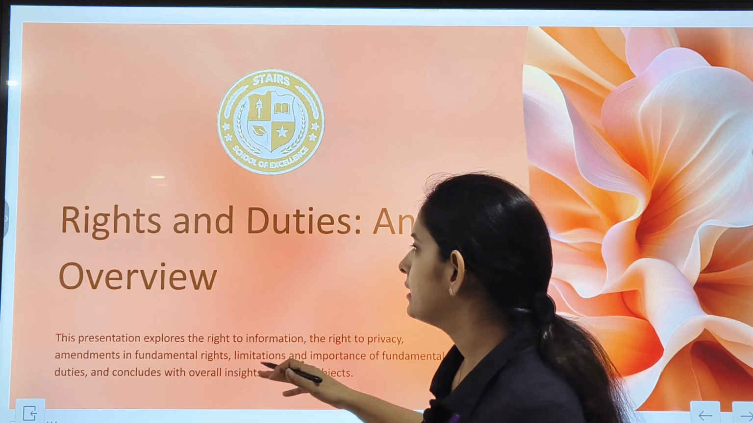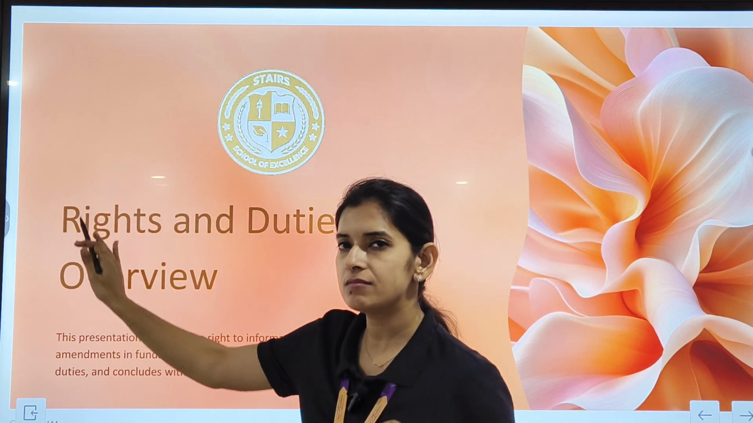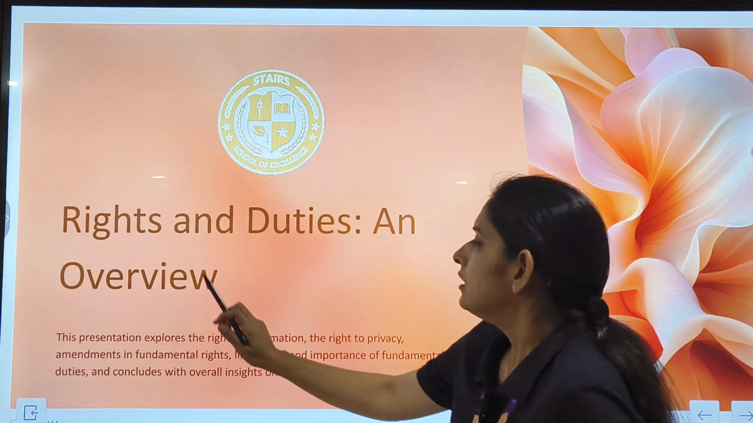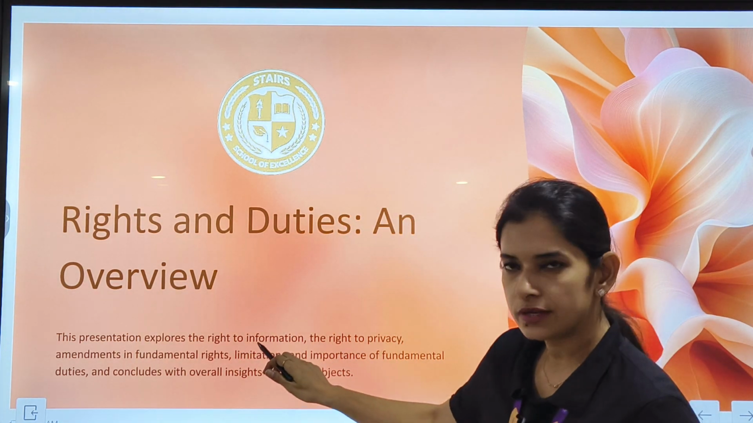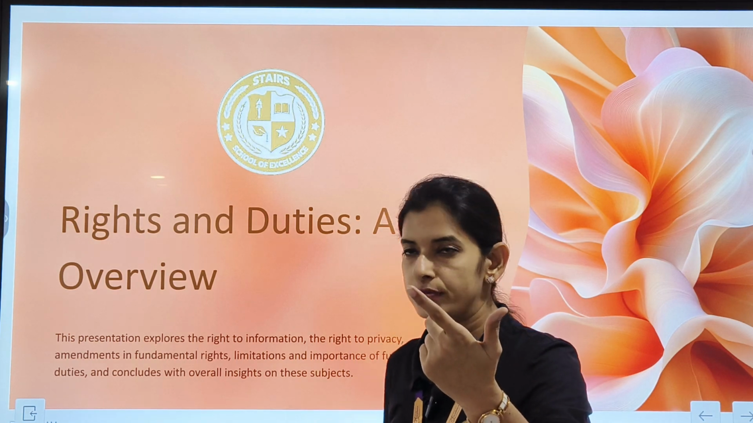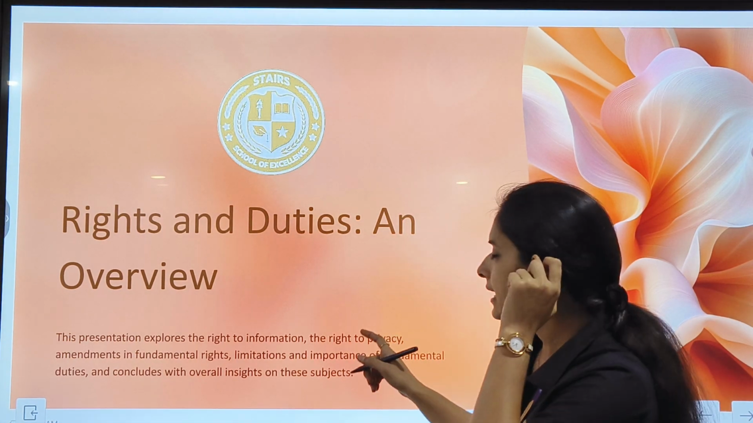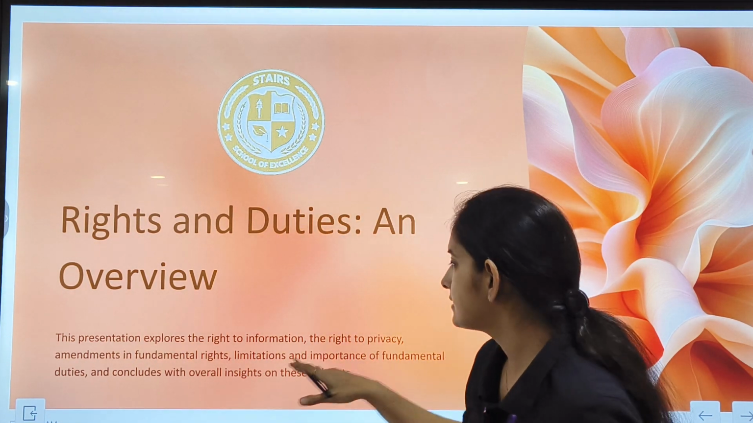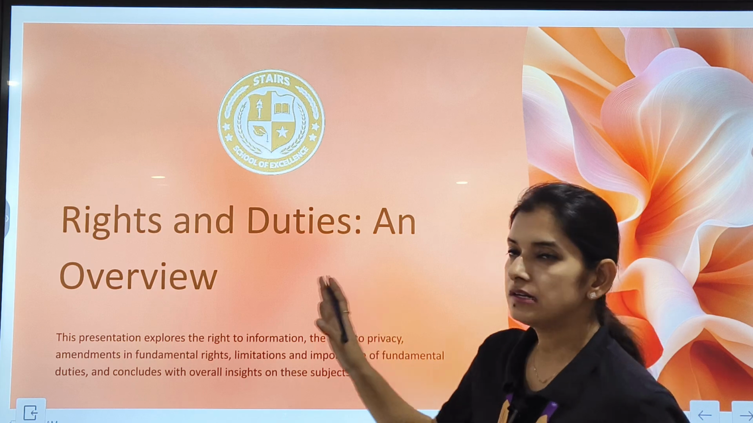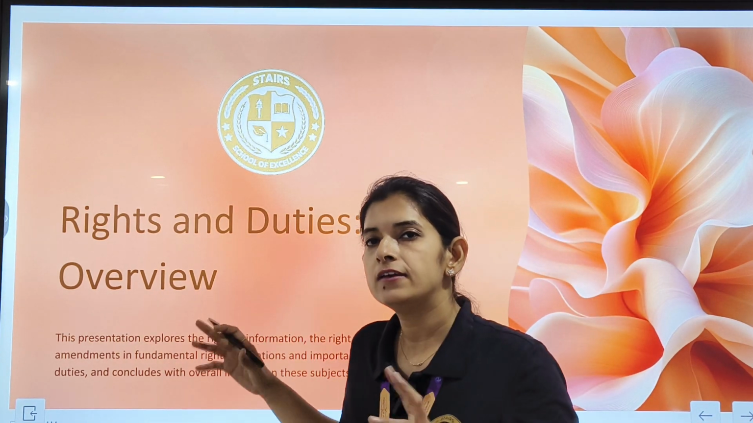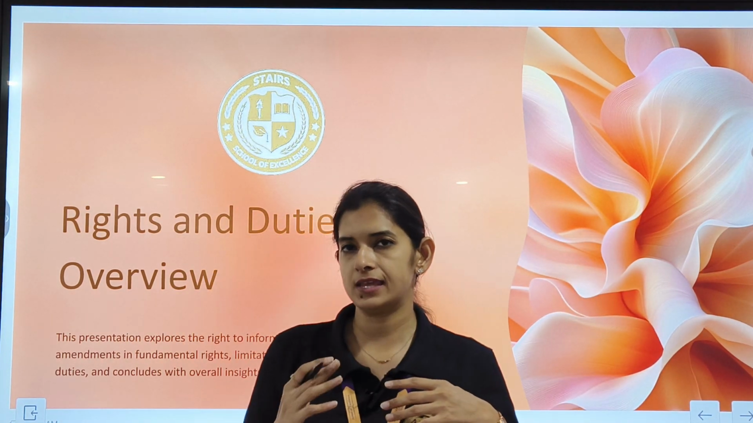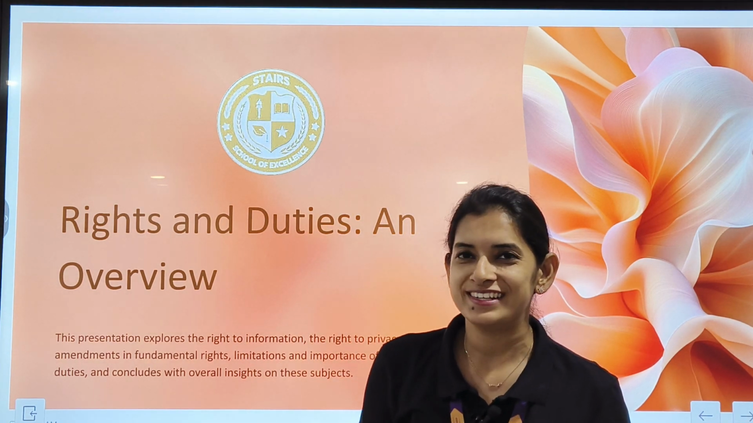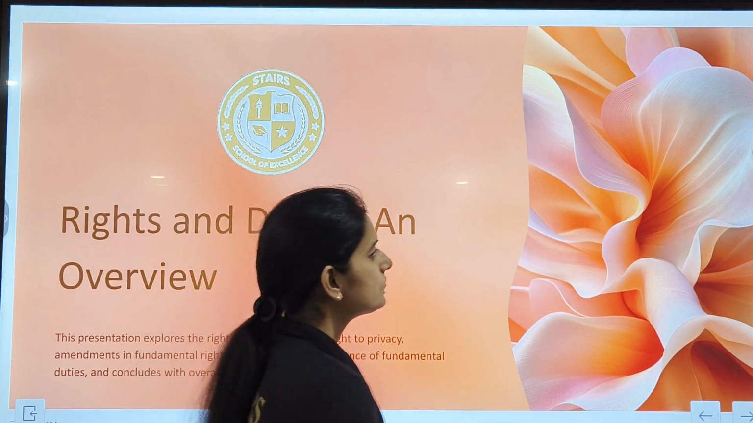In this slide, we would be discussing some of the rights along with the duties, that is fundamental duties. This presentation explores the right to information. First right we would be discussing is right to information. Second, right to privacy. What all amendments were made in fundamental rights, limitations and importance of fundamental duties, and in the end, we would be summarizing all the things once again, like what all were the content that we have already discussed in this presentation. Clear, my dear? Let's move.